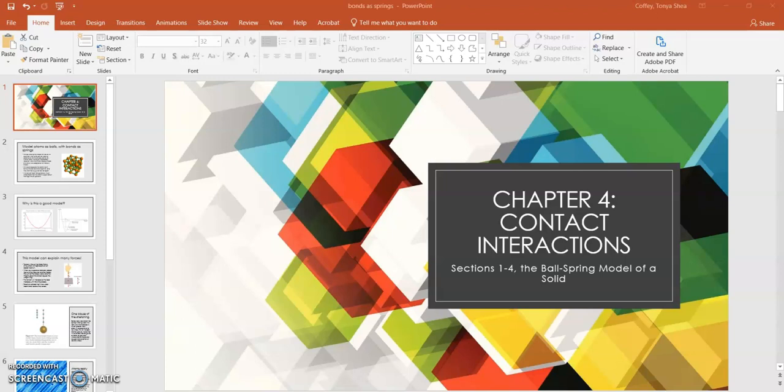Hi everybody. In this lecture, I'm going to begin Chapter 4 in Matter and Interactions, which is entitled Contact Interactions. And in this lecture, we're going to specifically start with the ball spring model of a solid, which is covered in sections 1 through 4 of that chapter.